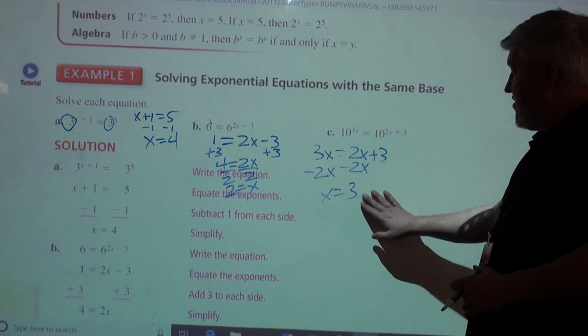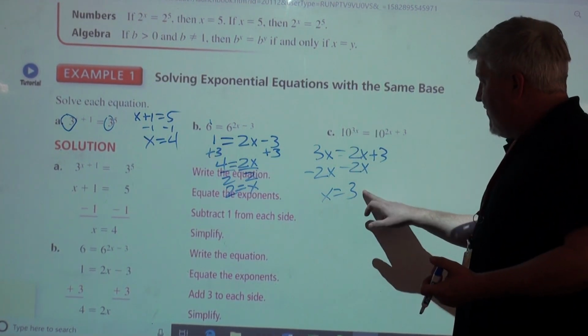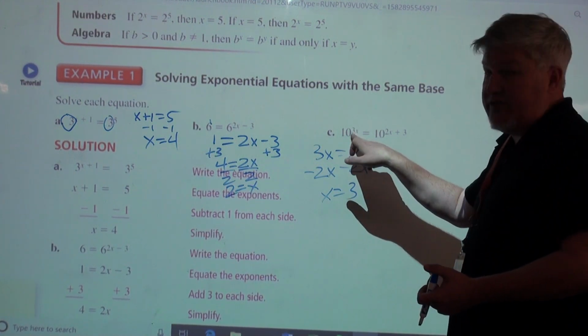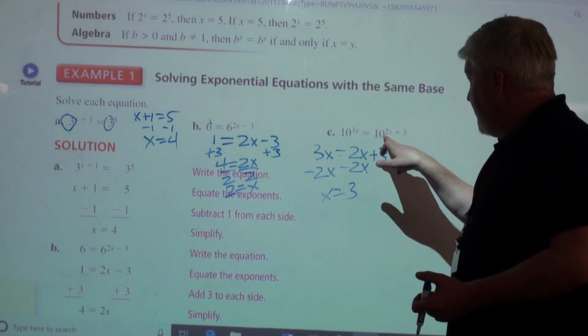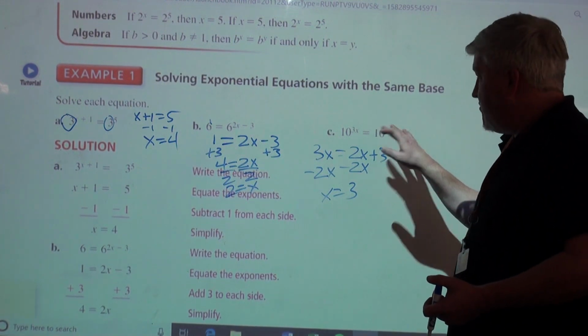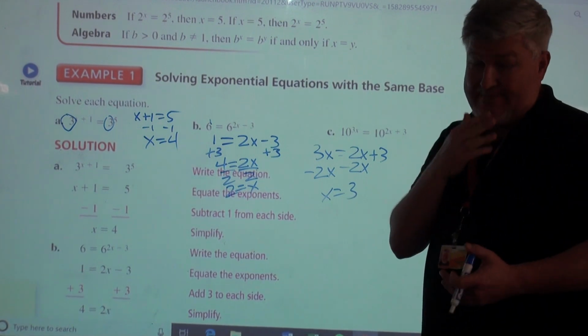Okay, and you can always substitute this back in for the variables up here in the bases to make sure it's right. If I substitute this in, the first side I have 10 to the 3 times 3, which is 10 to the 9th. 10 to the 2 times 3, which is 6, plus 3, which is 9. So 10 to the 9th equals 10 to the 9th. We know our solution is correct.